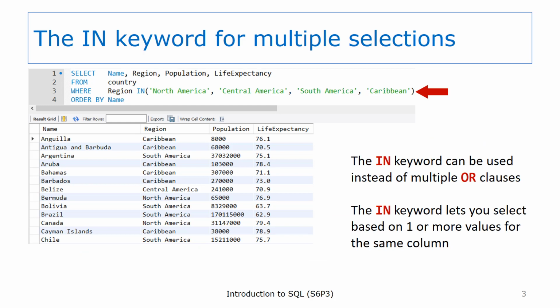This time, instead of using multiple or clauses, we are using the in keyword. This is easy to work with. You specify the column name that you want to work with, in this case, region. You then specify the in keyword followed by an opening left parenthesis character. The parenthesis can be right next to the in keyword, or you can put one or more blank spaces after the in keyword. Inside the parenthesis, you put the list of values that you want to select.